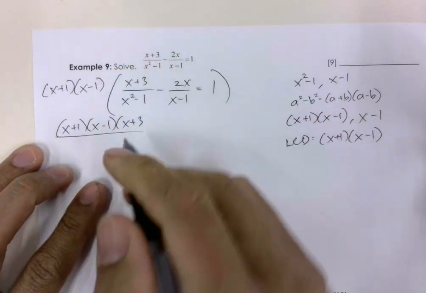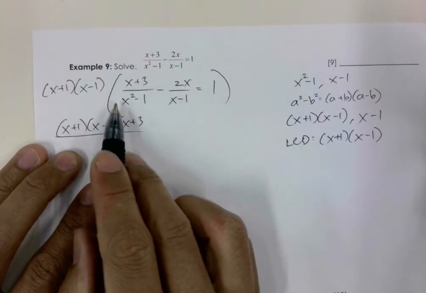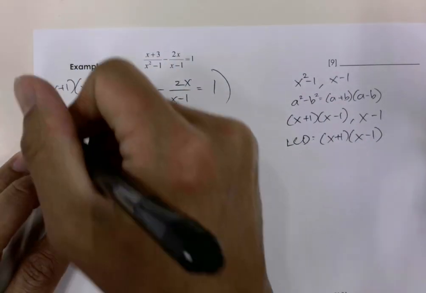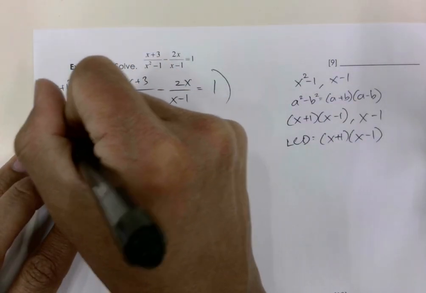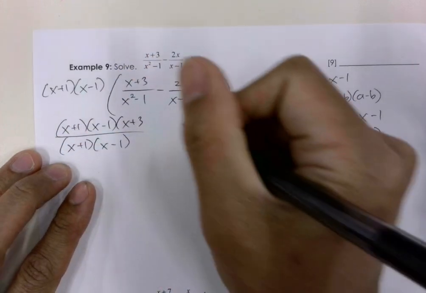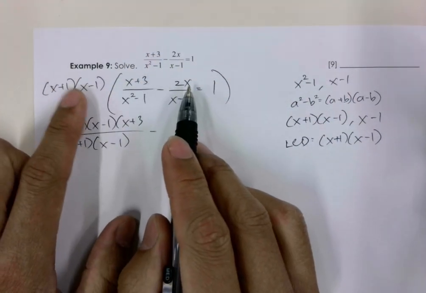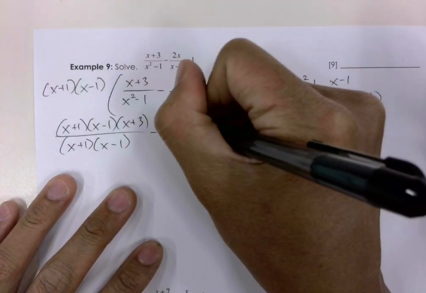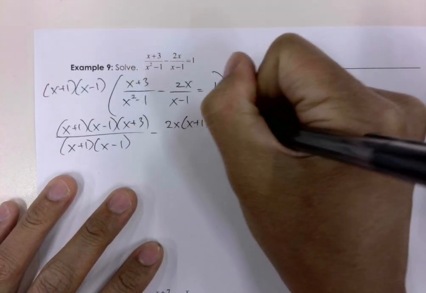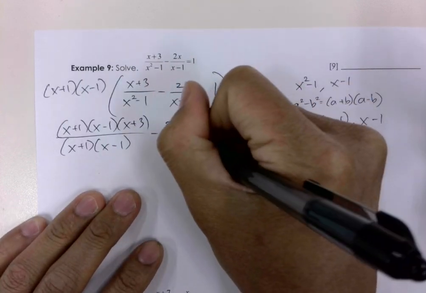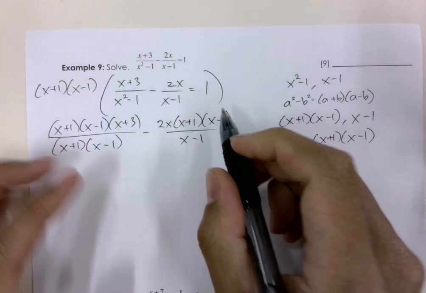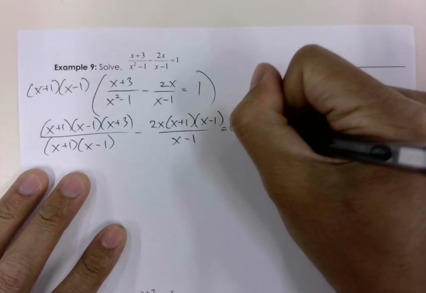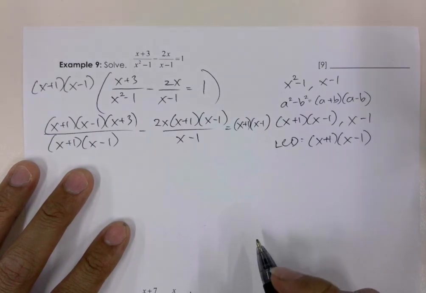3 over. And now I'm going to write this denominator in its factored form, right, using the difference of squares method. So it's x plus 1, x minus 1. And so now I'm moving on to the second distribution here. And so I get 2x times x plus 1 times x minus 1 over x minus 1. And then lastly, I got these two guys. So that's going to be x plus 1 times x minus 1, like so.